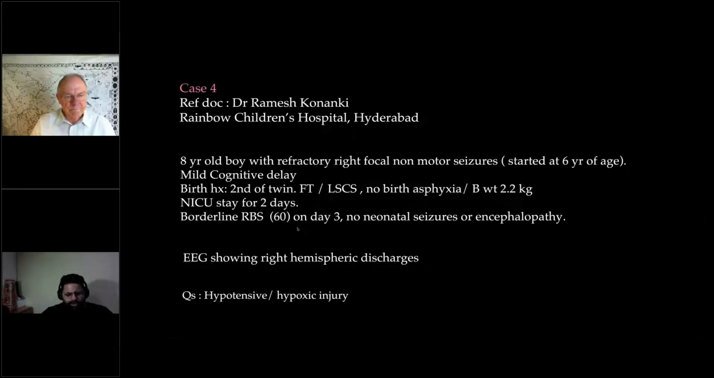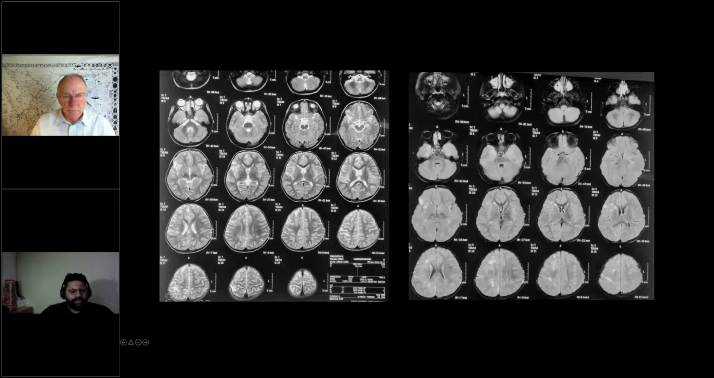The EEG demonstrated right hemispheric discharges. The clinical question was, are the imaging findings sequelae of hypotensive or hypoxic injury? Though there is no documented hypoxia, the twin pregnancy was probably a risk factor which they wanted to rule out. We have external films, T2 and FLAIR, and you can see better on the FLAIR. There are multifocal patchy areas of hyperintensities, predominantly in the right cerebral subcortical white matter and also in the posterior periventricular regions. Some abnormalities are also seen in the left posterior periventricular region. The cortex is also involved in the right frontal and parietal regions.